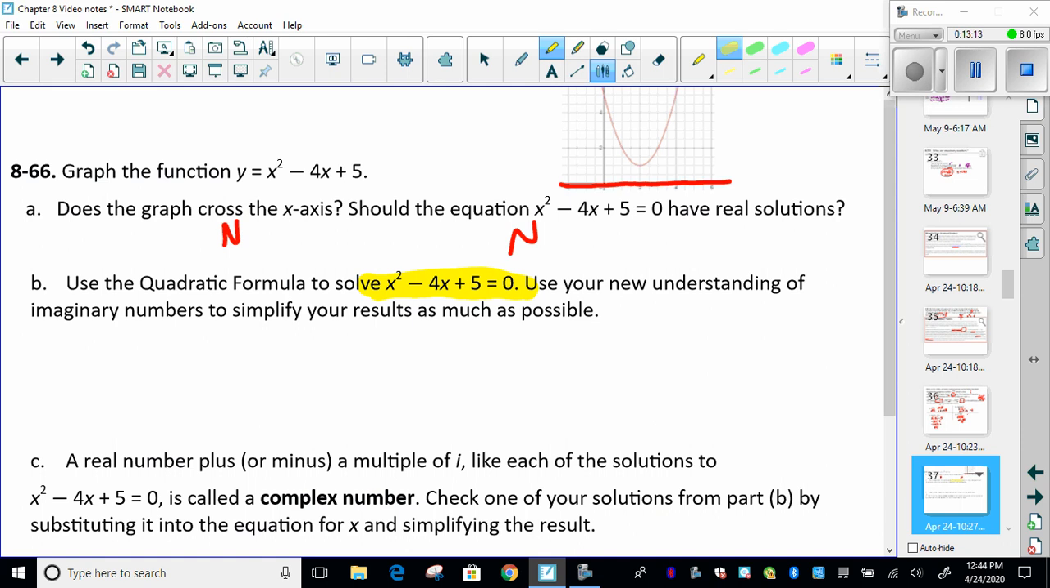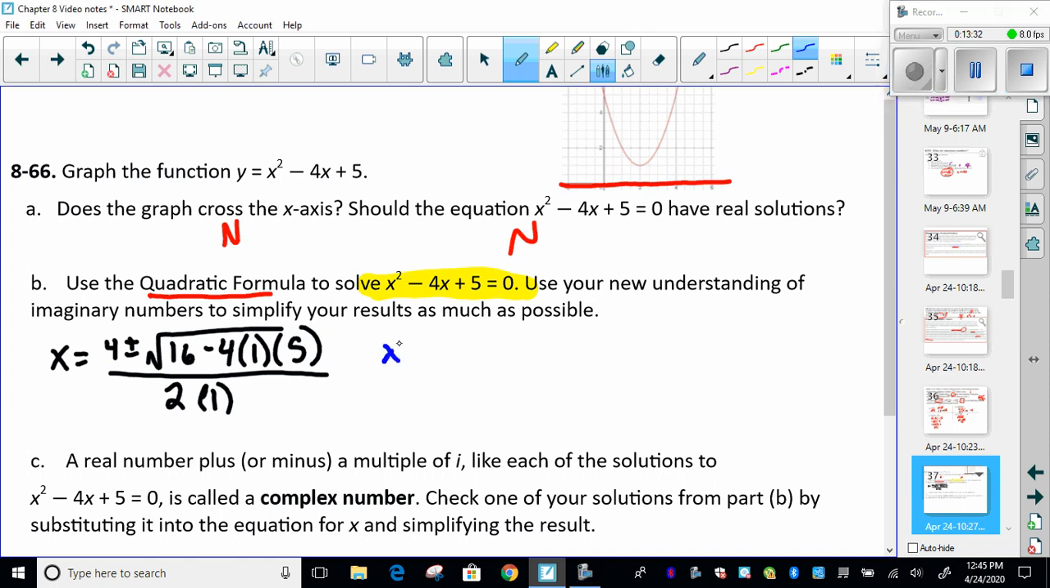then solving. So if I ask you to solve x squared minus 4x plus 5 equals 0, use the quadratic formula to do that. You should already have that memorized. And then we're going to simplify that quadratic formula as well. So pause it, please, and do that.